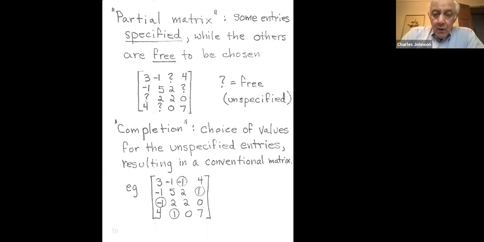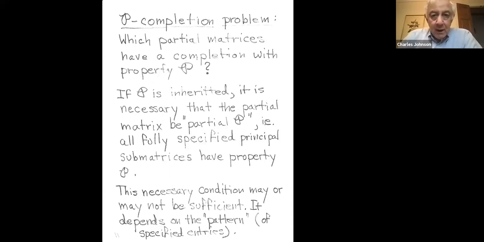What's a completion of a partial matrix? Well, it's some choice of values for the free entries resulting in a good old conventional matrix. So for example, in this problem, if I make the question marks -1 and 1, I get an ordinary matrix, and that's called a completion of my given matrix. Now, the P completion problem, remember P was our property, simply asks which partial matrices have a completion with property P. A natural question, and I'll talk about that in the distance case.